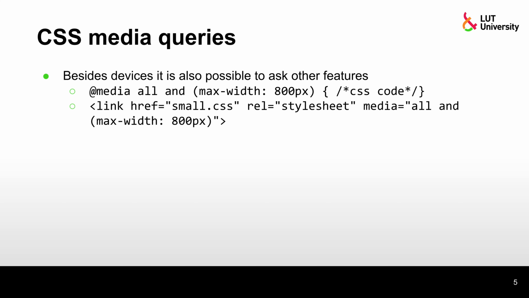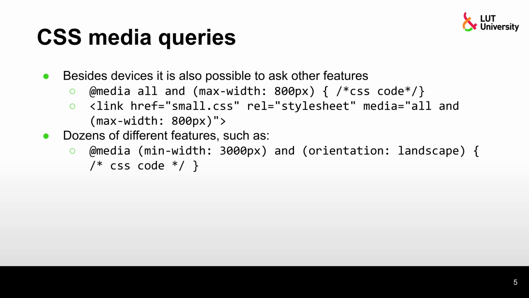It can be in the link part in the HTML page. We can have this, or we can put it inside the CSS file. There are dozens of different features, not just this max-width. For example, we can make a media query where the min-width is 3000 pixels. So that's the minimum. So we are probably using some kind of 4K screen or even larger screen. And orientation is landscape. It's not portrait, it's landscape. And then we can put the CSS code there.